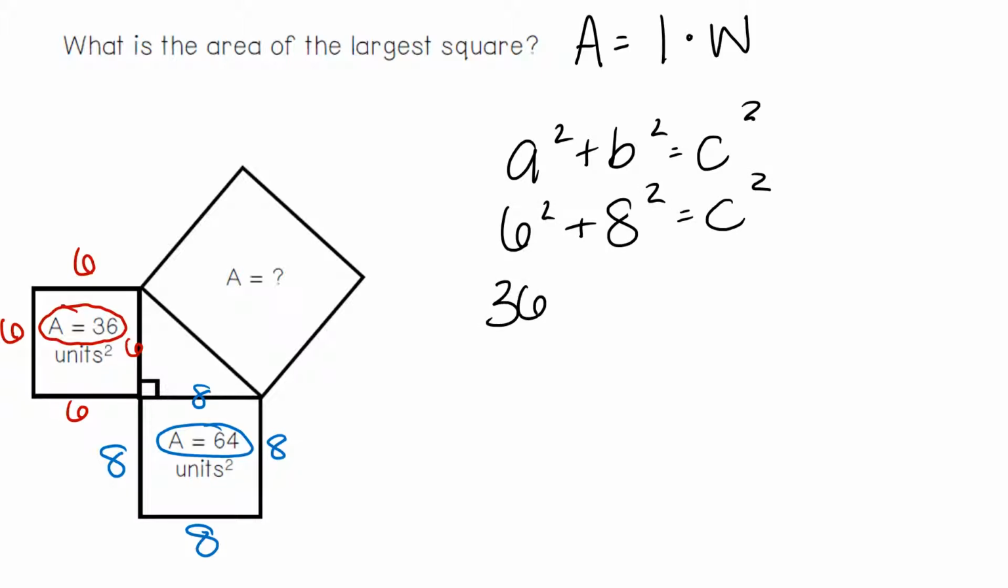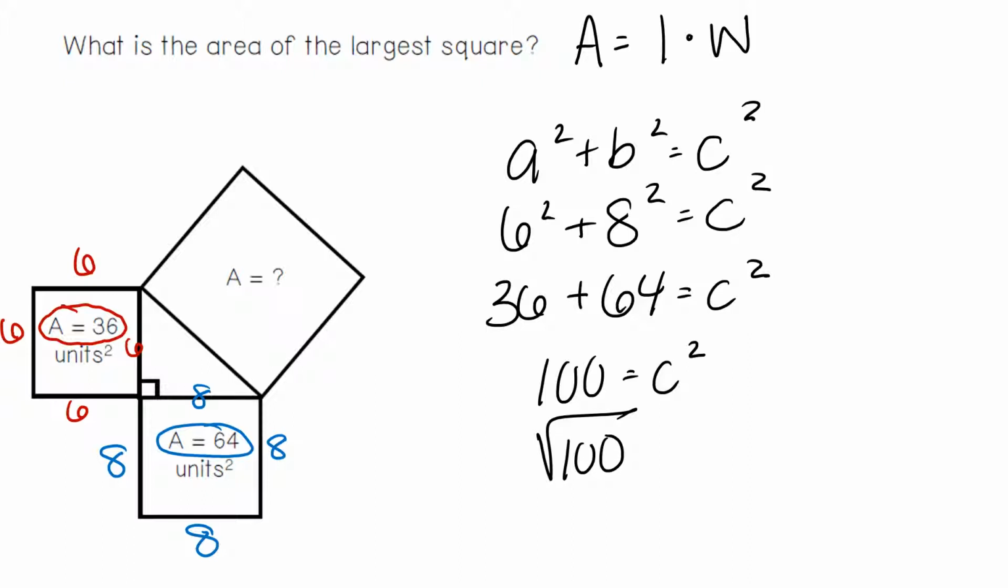6 squared is going to give us 36. 8 squared is going to give us 64. 36 plus 64 is 100. Last step of the Pythagorean theorem is to take the square root. Square root of 100 is 10. Meaning our answer is 10. That's our length for our diagonal.